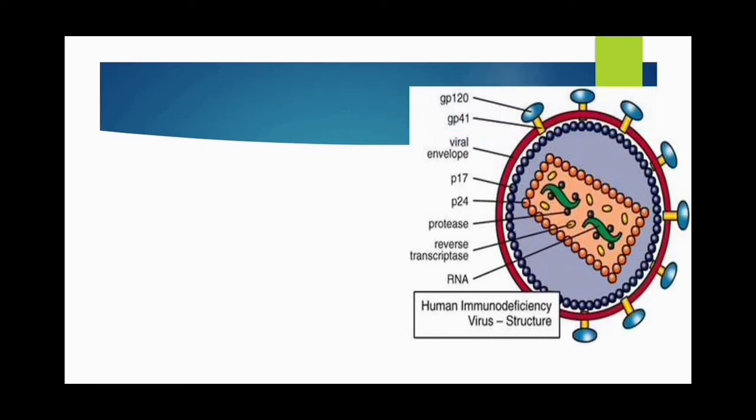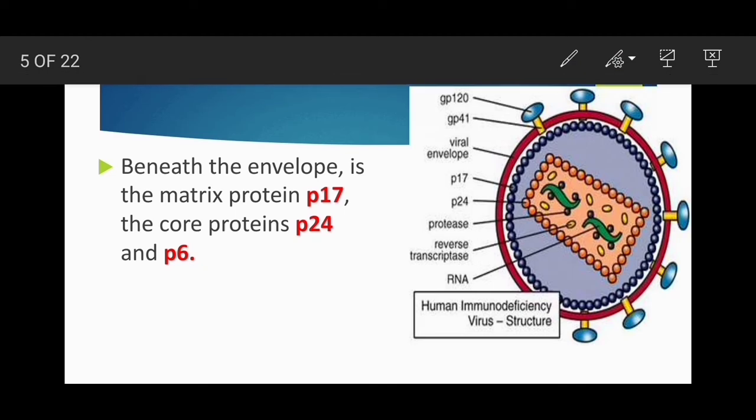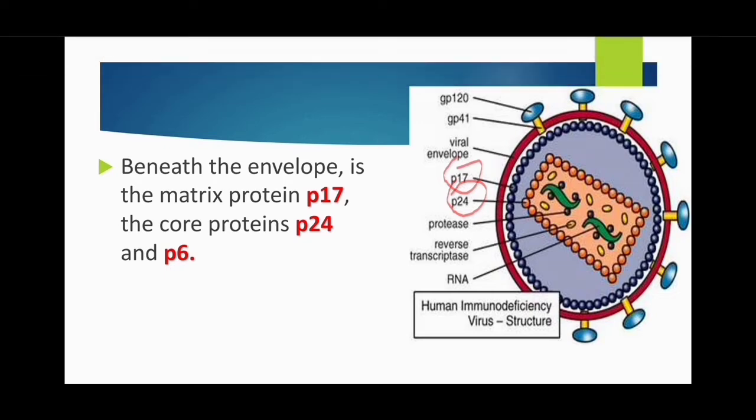Beneath the envelope, or inside the viral envelope, is the matrix. The matrix protein is named P17. And the core proteins are P24 and P6. P6 is not marked in this diagram. So we can learn the core part with another diagram.